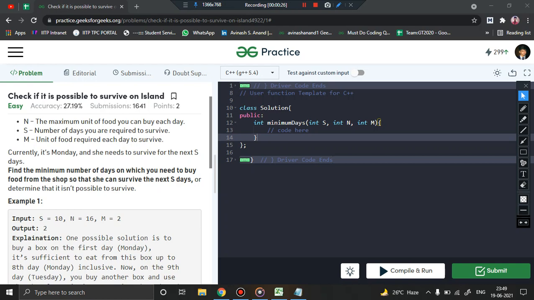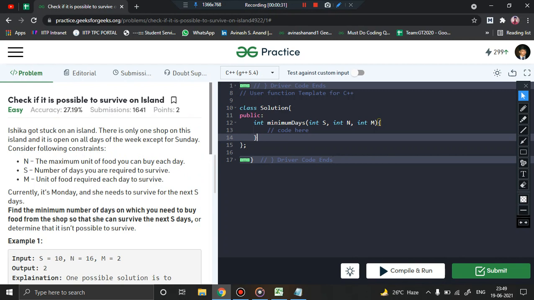So the problem says that we have Ishika who has got stuck on an island, right? So this lady has basically got stuck on an island, and there is only one shop on the island. It is open on all days of the week except for Sunday. So as usual, Monday, Tuesday, Wednesday, Thursday, Friday, Saturday. So it is open only for 6 days. It is not open on Sunday, so it is closed on Sunday.